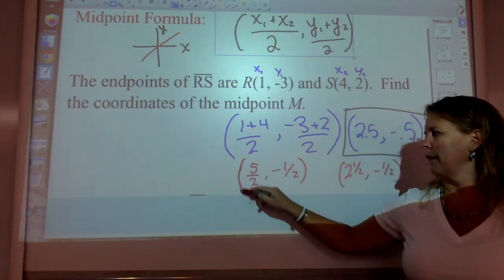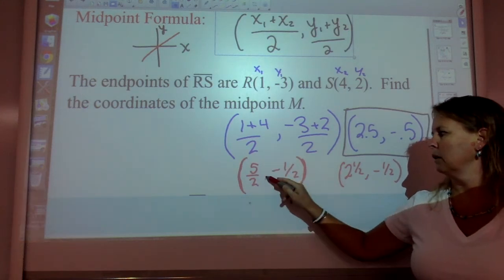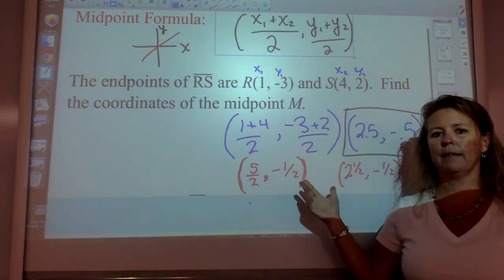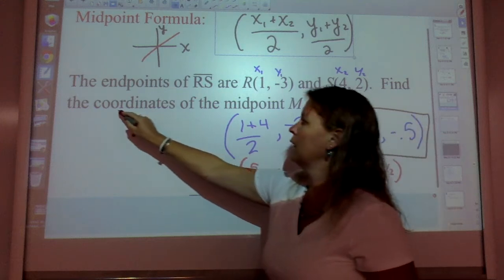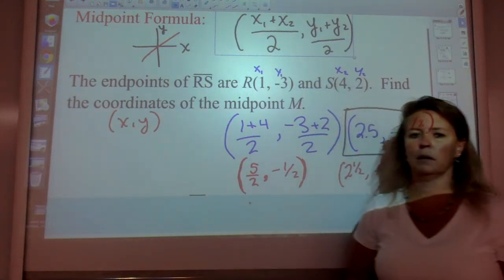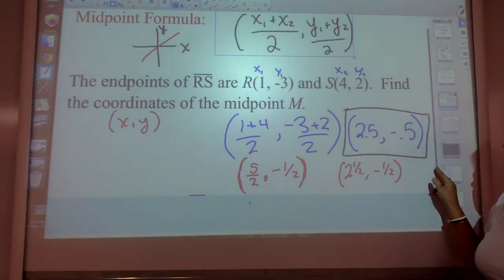But without the parentheses and the comma, I'm marking it wrong. You could do all the math right, but without parentheses and a comma, because coordinates always have parentheses and a comma when they're properly written.